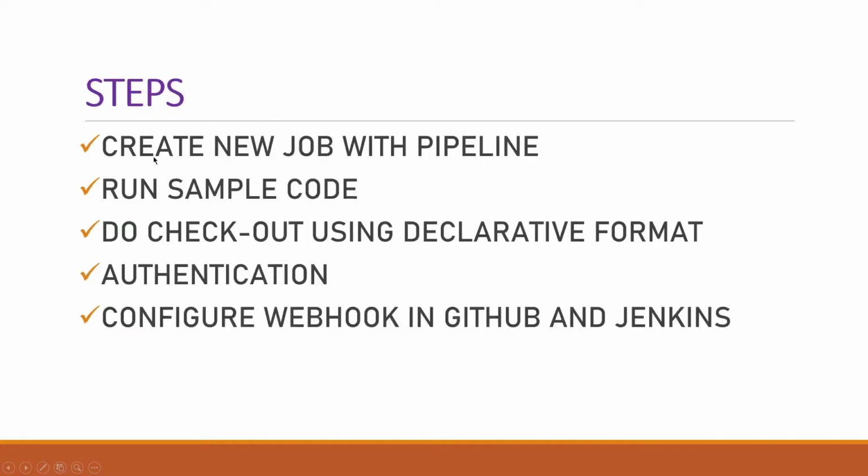These are the steps we are going to do. So we are going to create a job with the new pipeline and we are going to run sample code, and then we are going to check out the code in the declarative format. We will see also how to generate this code using the snippet generator. We will do authentication as it is the private repository. And finally, we will do the webhook configuration in GitHub as well as Jenkins. Let's see how to do this configuration.